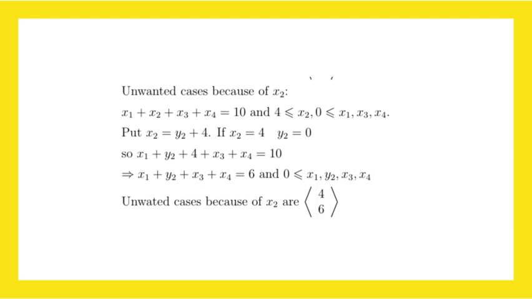If x1 is greater than the required value, then we have found the unwanted cases for x1. At that time we are not considering what x2 is. Now, unwanted cases for x2, which is 4 elbow 6, we are not considering the value of x1. Okay, so individually we have calculated unwanted cases for x1 and x2, which are 4 elbow 7 for x1 and 4 elbow 6 for x2.